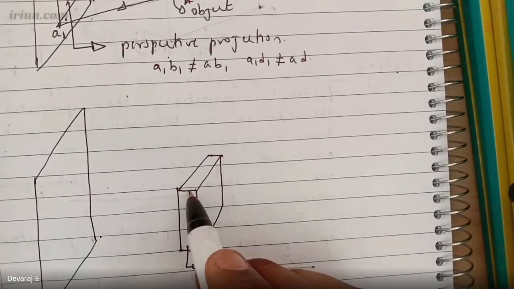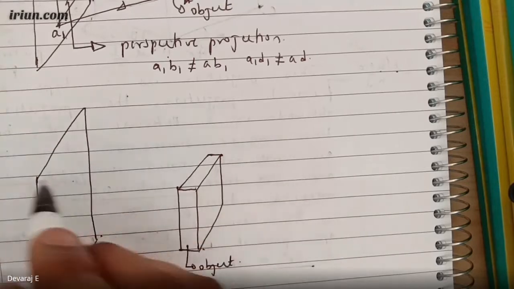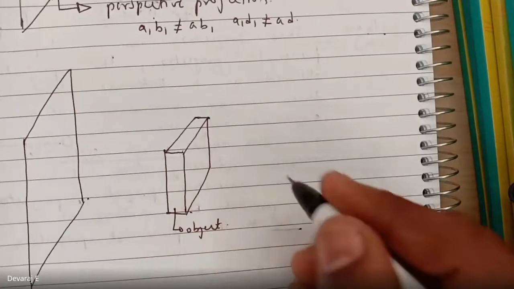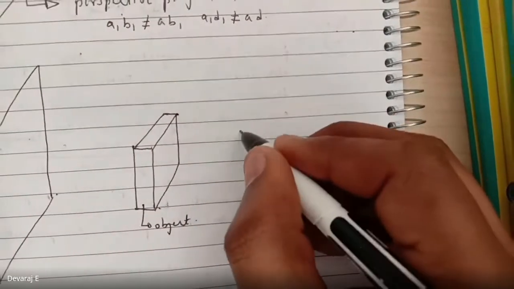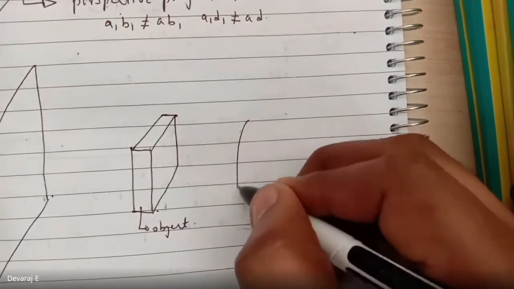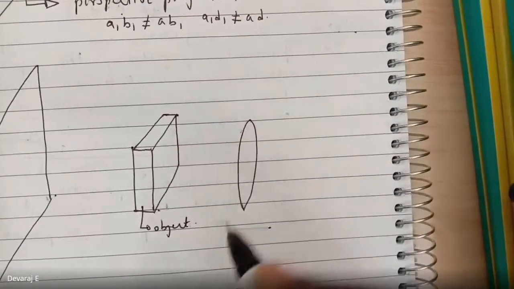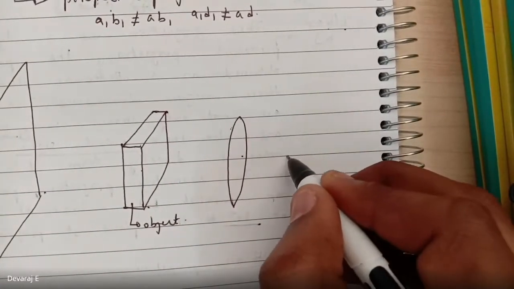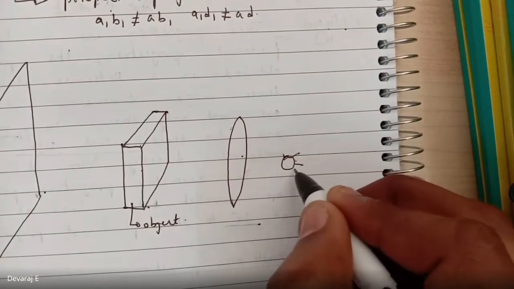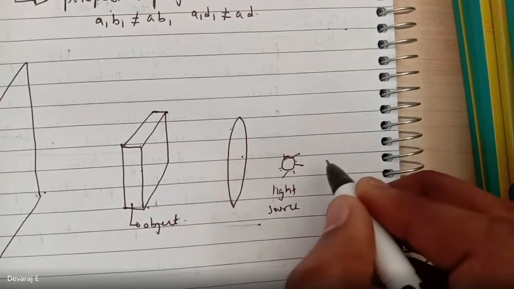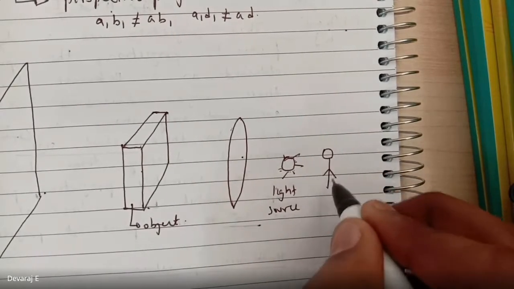The first concept it is telling is that the projectors moving from the object should be parallel to each other. So for that, what should we do? We should keep a convex lens before the object, and then we should place a light source. Here the observer will be there.